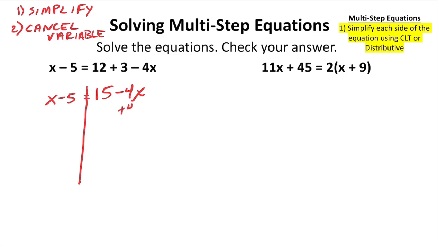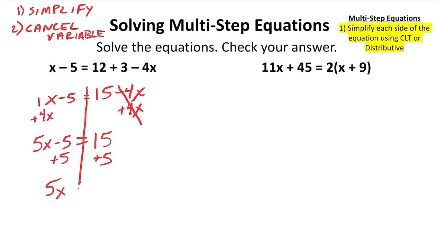I'm going to do plus 4x and plus 4x here, and that's going to give me a 1x, so this is 5x minus 5 equals, now we've canceled that, and we've got 15, and now it's a two-step equation. Plus 5, 5x equals 20, divided by 5, divided by 5, x equals 4.